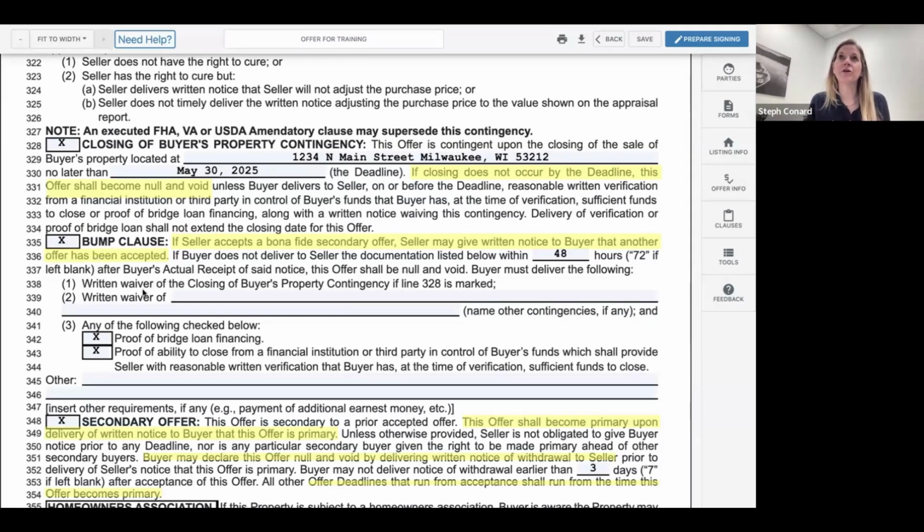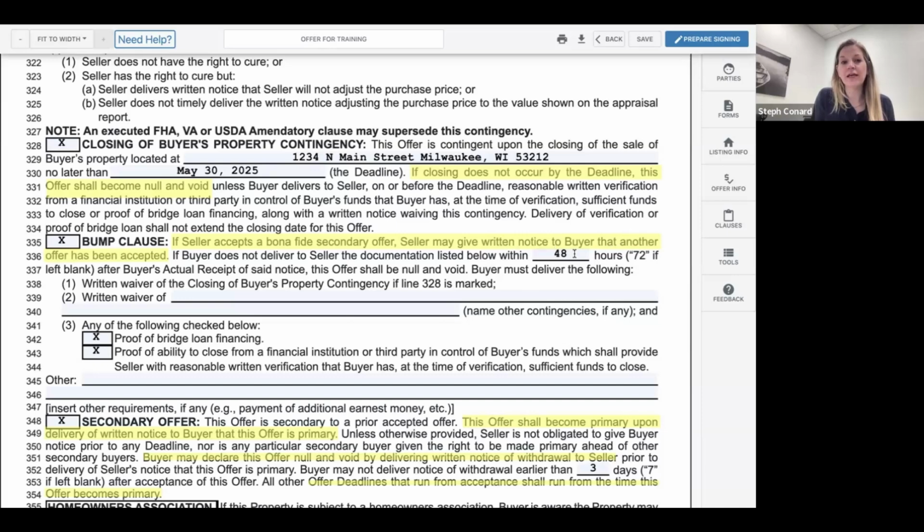So what we're hearing as buyer's agents is we are encouraged to write this secondary offer because buyer number 1 may be bumped. So if that seller does accept another secondary offer, then that seller is going to go to the buyer and give them notice that there has been an offer accepted. Now the buyer has the 48 hours, or again, the default is 72 if you leave that blank.